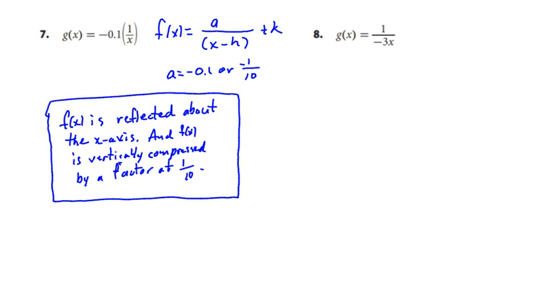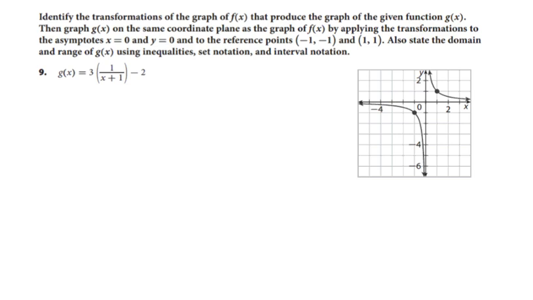Okay, next, number 9, and here's a new set. Identify transformations or effects of transformations that produce the graph of a given function g of x. Graph g of x and f of x on the same coordinate plane by applying the transformation to the asymptotes x equals 0 and y equals 0 and to reference points negative 1, comma negative 1, and 1, comma 1. Also state the domain.